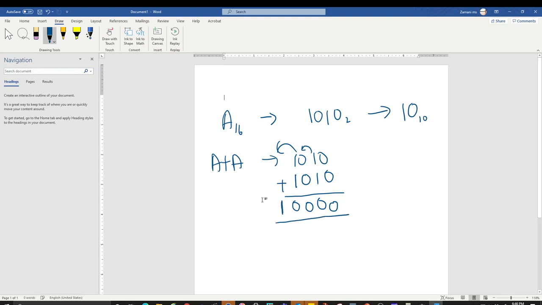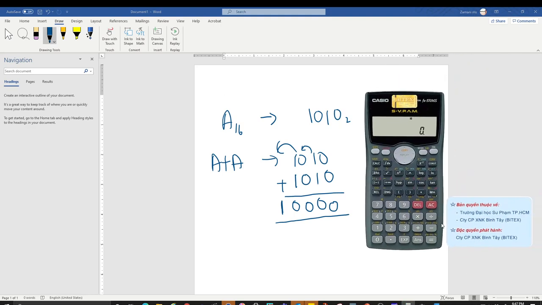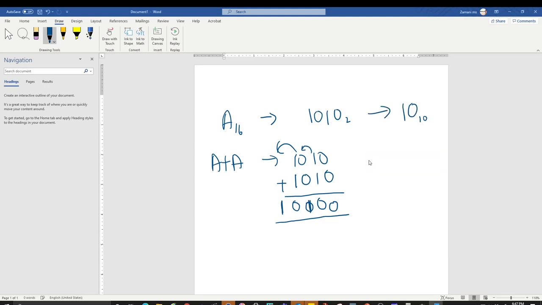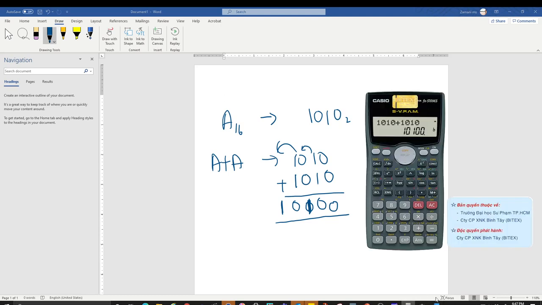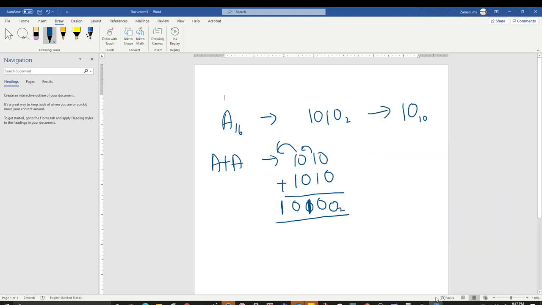So let's have the numbers validated by your calculator. Go to mode base for binary numbers: 1010 plus 1010. Sorry, just now there's a carry over here. Then you have the number 10100. You can see here you have a carry. So let's look at the results from your EASy68K.